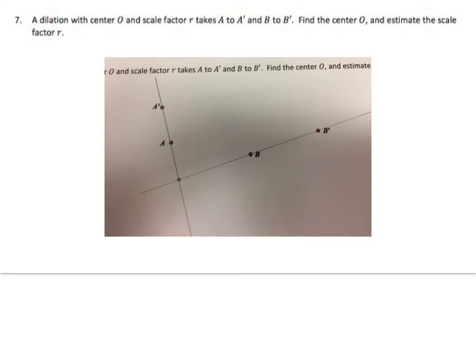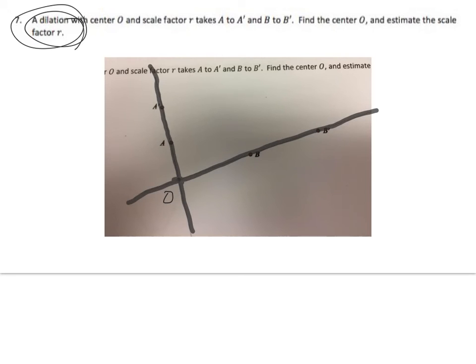All right, number 7. A dilation with center O and a scale factor R takes A to A prime and B to B prime. Find the center O and estimate the scale factor R. So remember, this is a dilation. We haven't done a dilation yet today. So I drew lines through those points and through those points, and where they intersect is O. That's what we do to find our center.